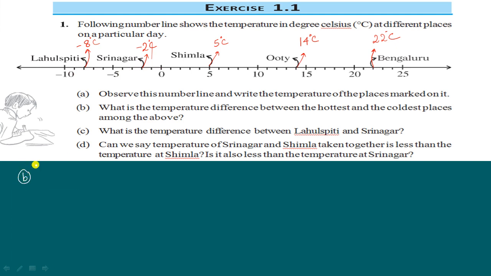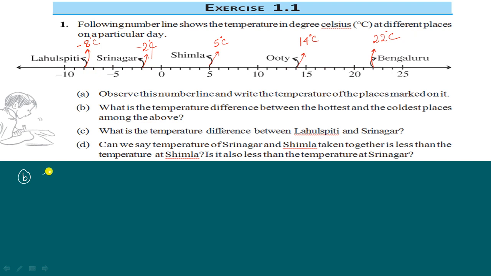Now, we'll solve question number B. What is question number B? What is the temperature difference between the hottest and the coldest places among the above? Here you see, this is 0, this is on the right side and this is on the left side. We can see that the hottest place is Bengaluru, that is 22 degrees centigrade, and the coldest place is Lahore Spiti, that is minus 8 degrees centigrade, right?